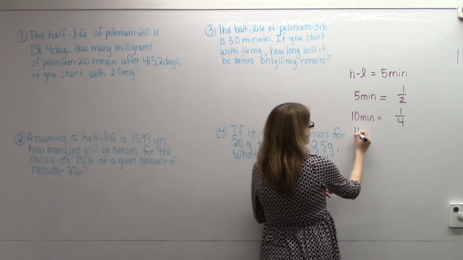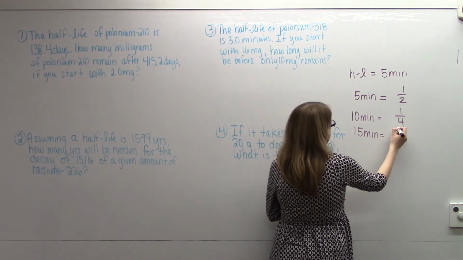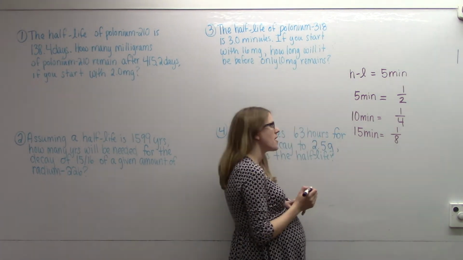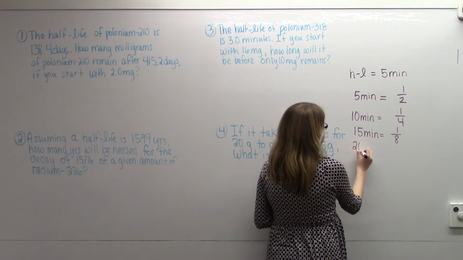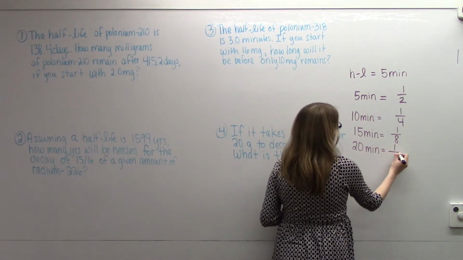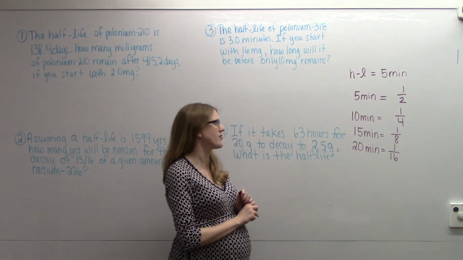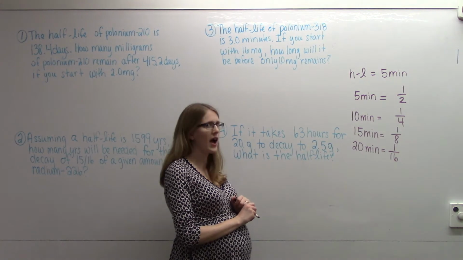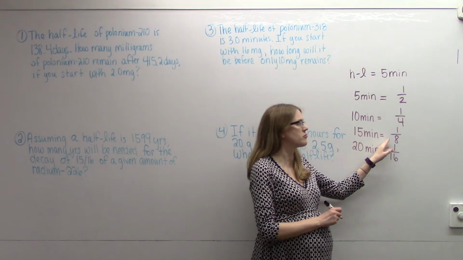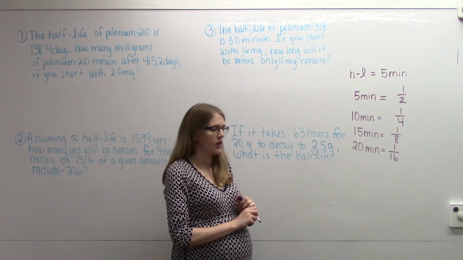If another 5 minutes passed, at that point we would have 1/8. And then if another 5 minutes passed, at that point we would have 1/16. So every time a half-life occurs, we're getting rid of half of what was there before. What's 1/2 of 1/4 is 1/8. So do keep that in mind as we go.